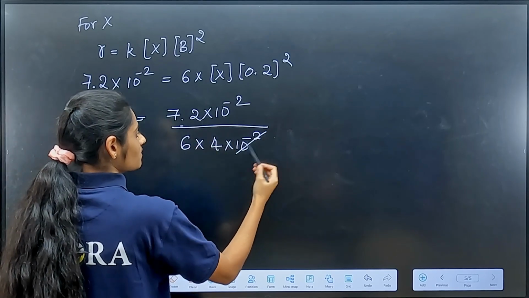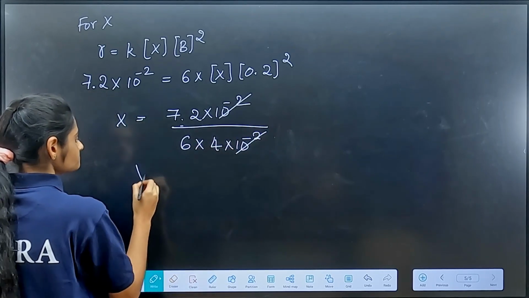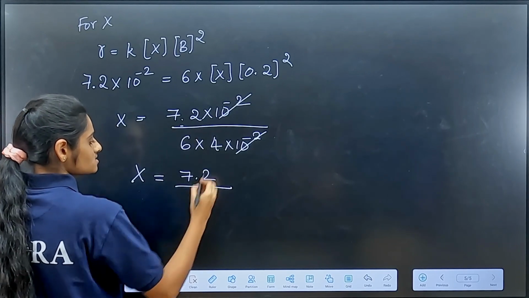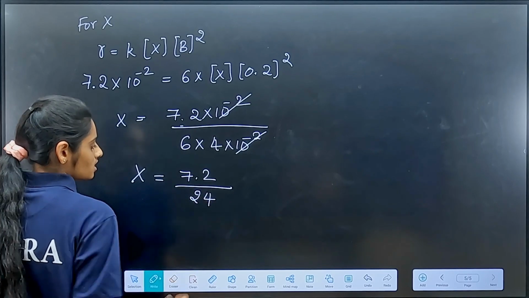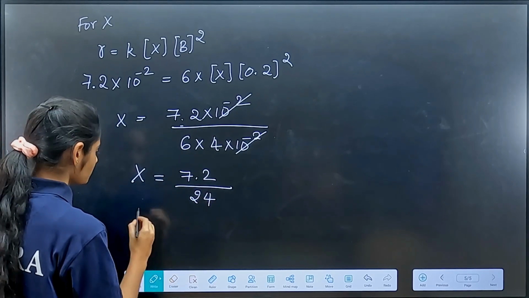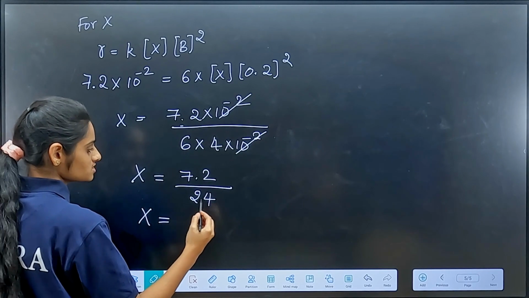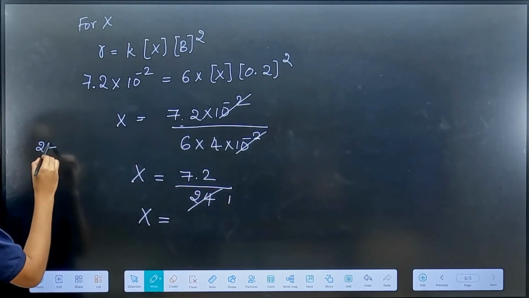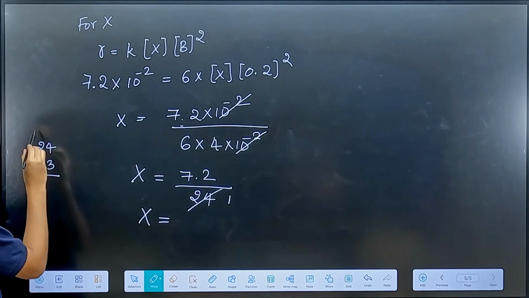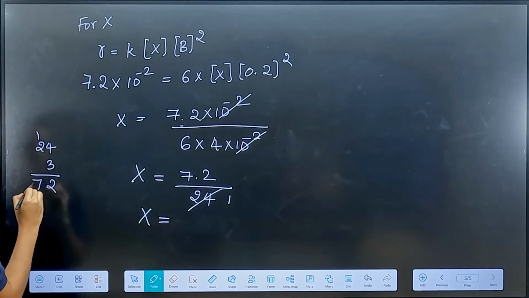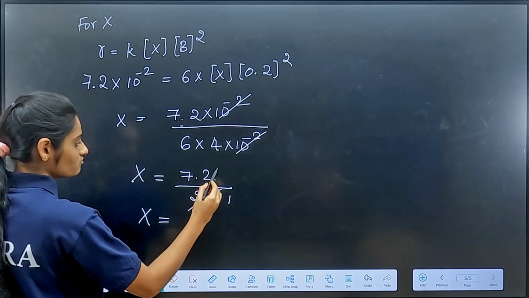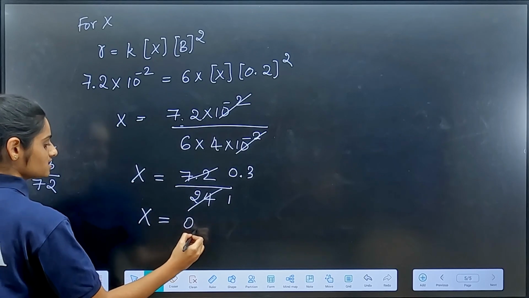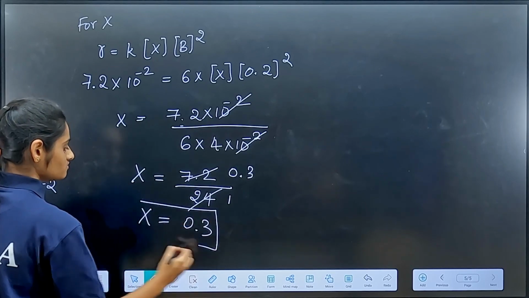So here this 10 to the power minus 2 and this will get cancelled. Now 7.2 divided by 6 fours is 4. So after when we solve this, x is equal to, 24 ones are 24, and 24 threes are, 4 ones are 12, it is a 6, yes. So this is 24 ones are 24 and 24 threes are 72, since point is there, 0.3. So the value of x is 0.3.